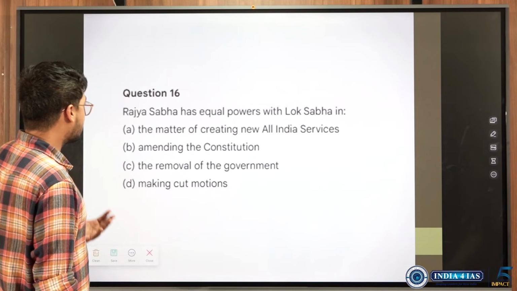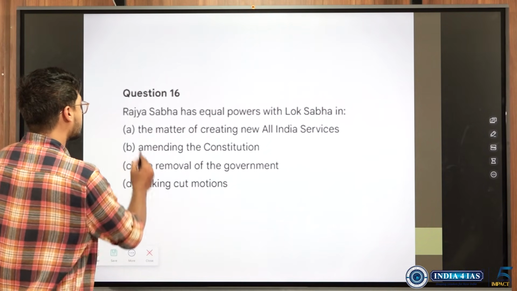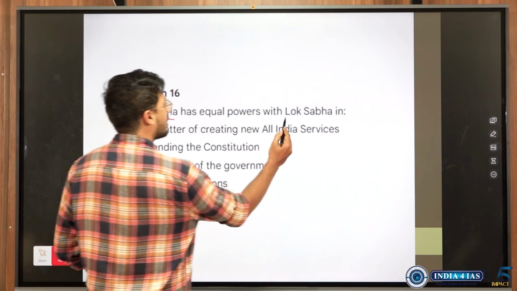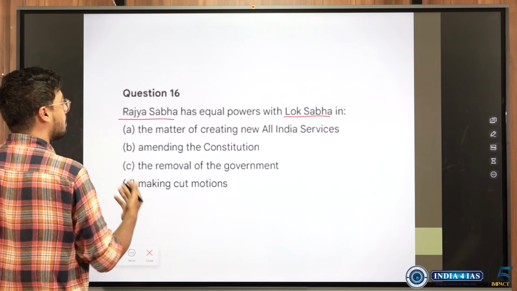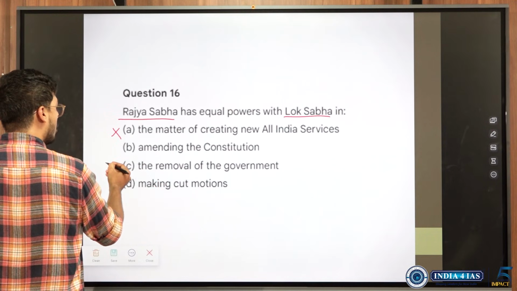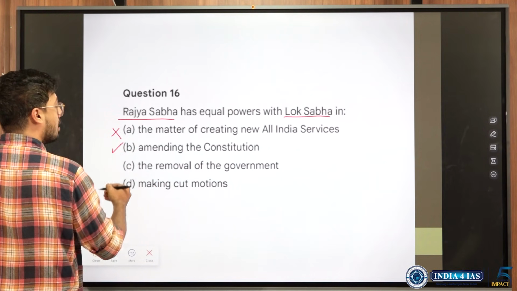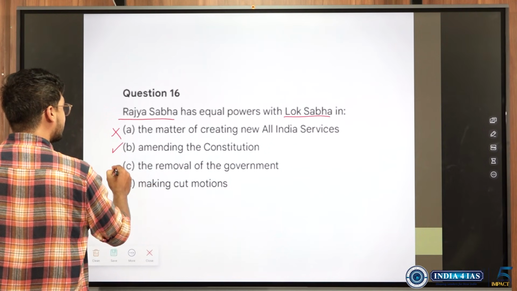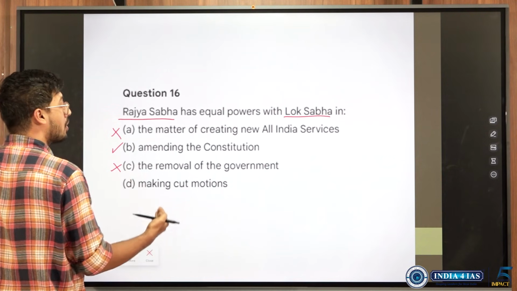Question number 16, Rajya Sabha has equal powers with Lok Sabha. See, this is also a direct static question. Where does it have equal powers? Matter of creating all India services? No, this is a privilege of Rajya Sabha. Amending constitution? Okay. Removal of the government? This is an exclusive power of Lok Sabha.